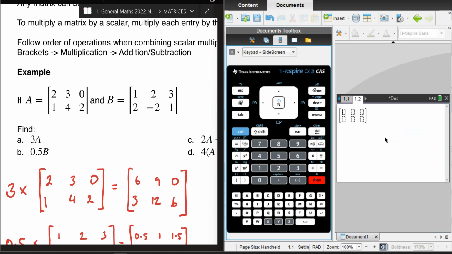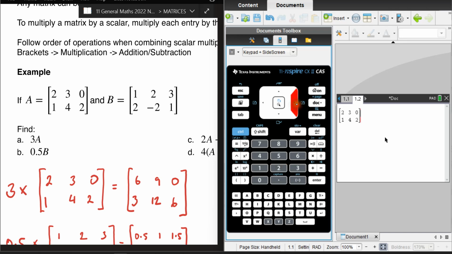And then we put our numbers in. So 2, 3, and then 0. Go down to the second row: 1, 4, then 2. Stop there if you're unsure how to do the next step, which is labeling the matrix. You don't have to do this, but it's a helpful thing to do if you really want to, so you don't have to keep retyping it, but you can label the matrix.